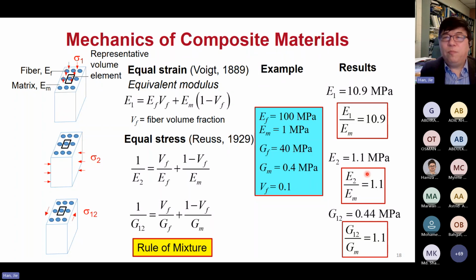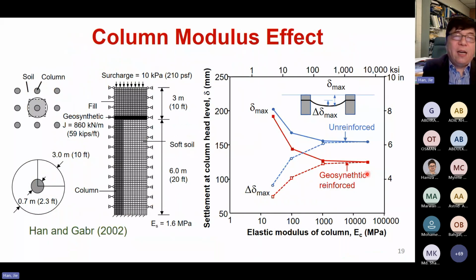But we really need to be careful when dealing with composite ground. It supports the vertical load very, very effectively. But if you want to use it to support lateral movement, you will not get much benefit because of the low percentage, even though the rigid grout is very stiff. Now let's talk more about the column modulus effect.